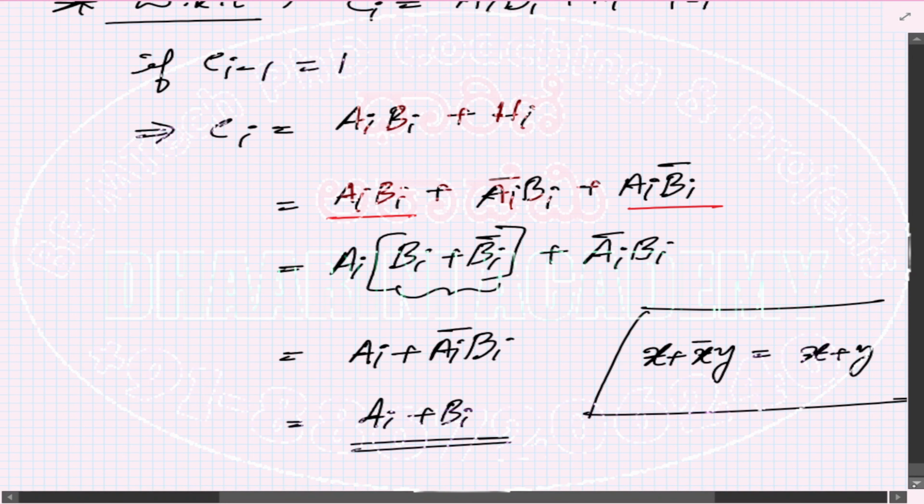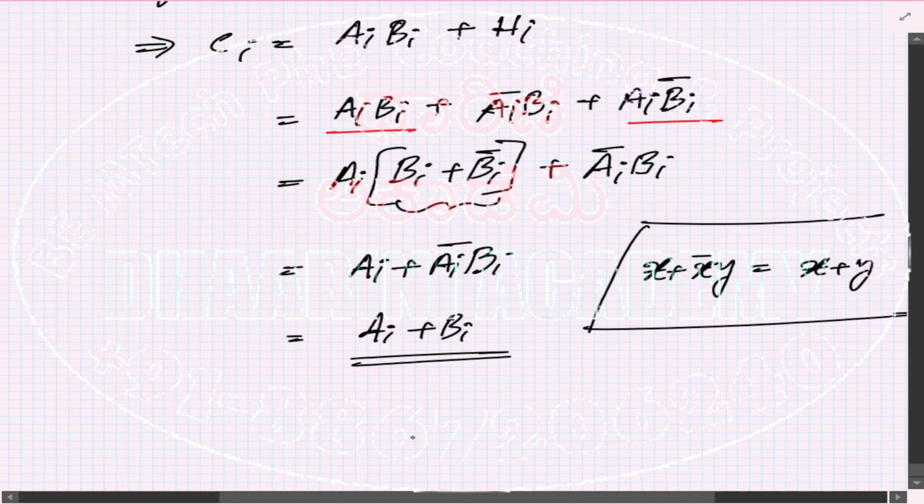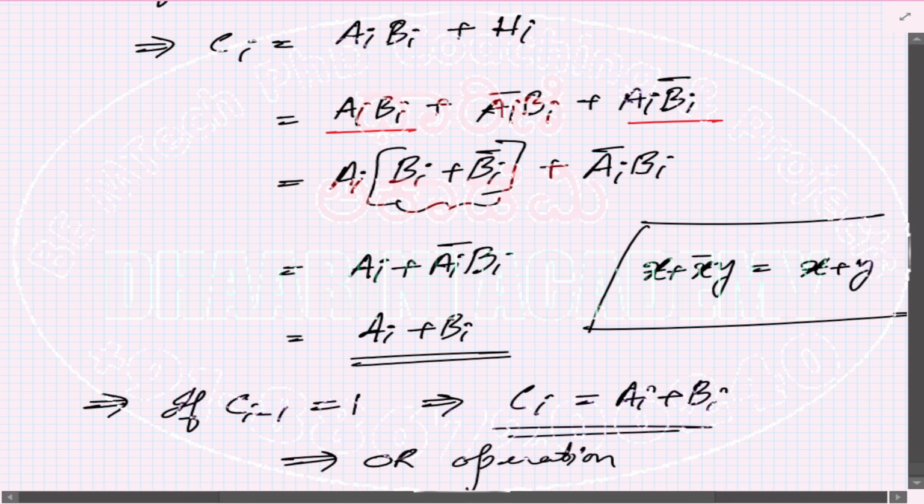It's OR, right? A plus B is OR. A into B is AND, right? So this implies if CI minus 1 is equal to 1, then CI is equal to AI plus BI, right? This itself is an OR operation. So the OR operation can be performed under this condition.